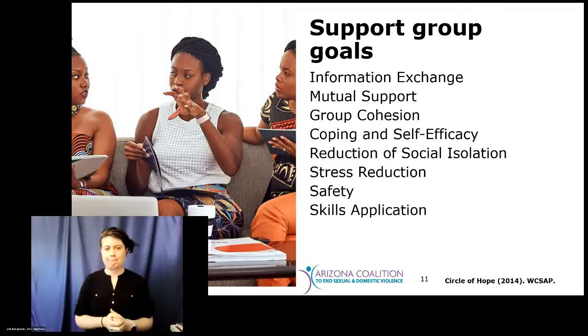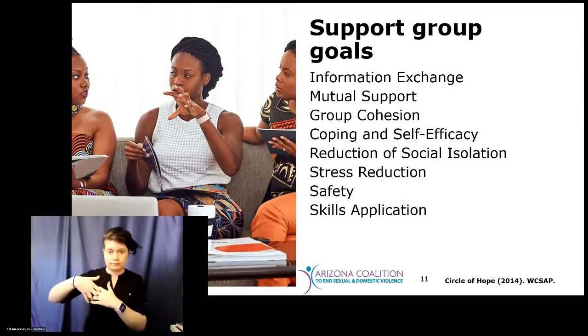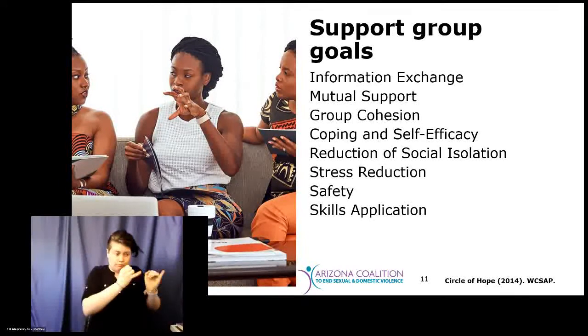There's also that mutual support and group cohesion. And through connecting with others and learning more about each other and their experiences, the group should also begin to form their own identities amongst each other and a sense of belonging due to their similar experiences.